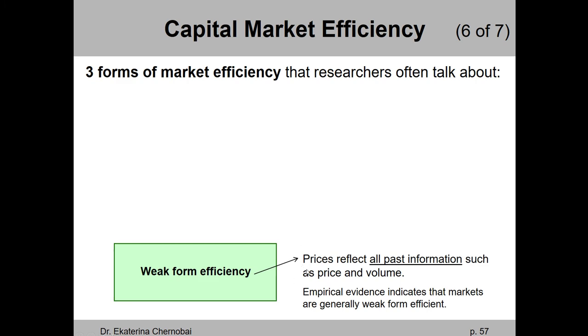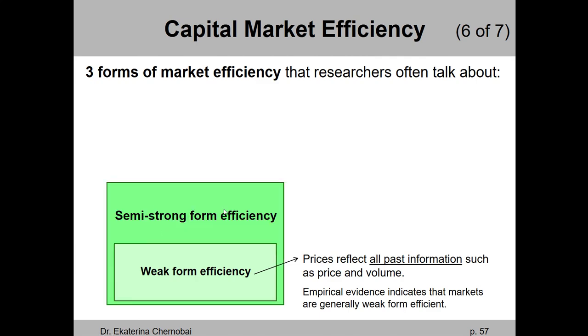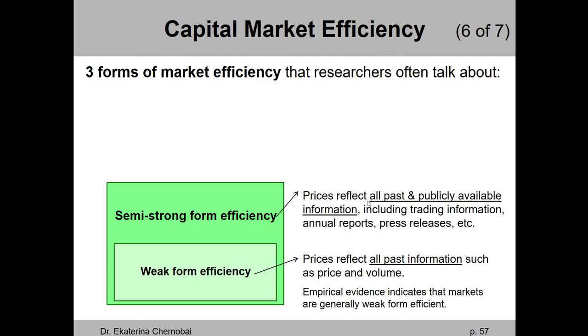What would be a different amount of information that could be reflected? Semi-strong form efficiency. That's not only past, but also all publicly available information. Everything that's known about the company today. Any press releases, any annual reports, anything about trading going on in the past days. Everything out there is what people look at to determine how much they're willing to pay per share, and that's what determines the price per share. If that's the case, we say that the market is semi-strong form efficient.